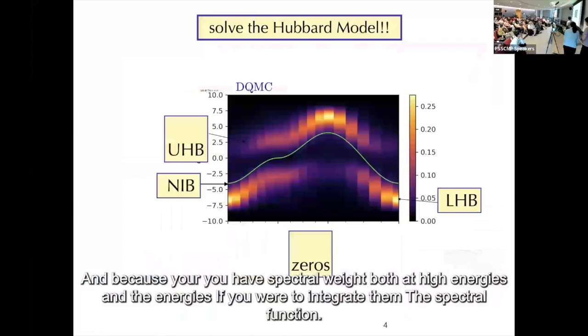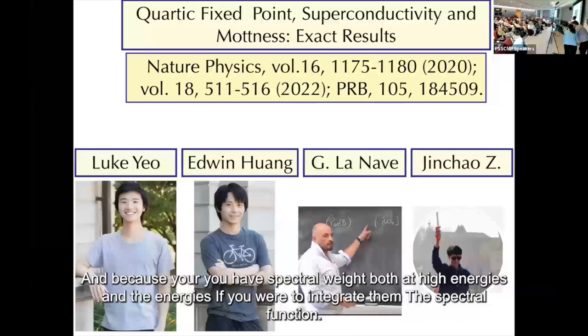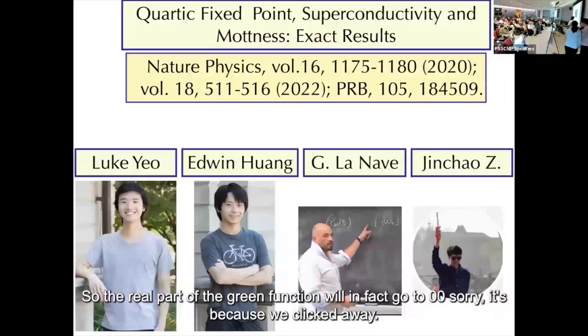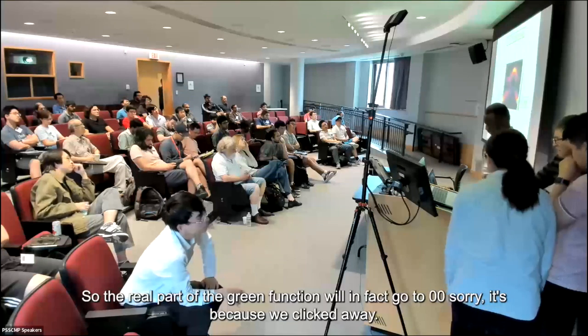And because you have spectral weight both at high energies and at low energies, if you were to integrate then the spectral function over the frequency, you will obtain one sign up to here, another sign up to here, and hence you can get this thing called zeros. So the real part of the Green function will in fact go to 0.